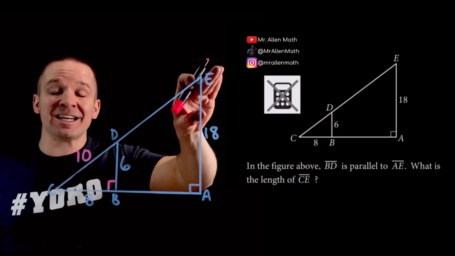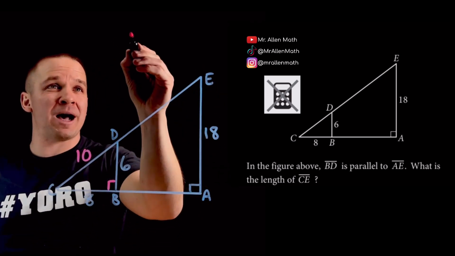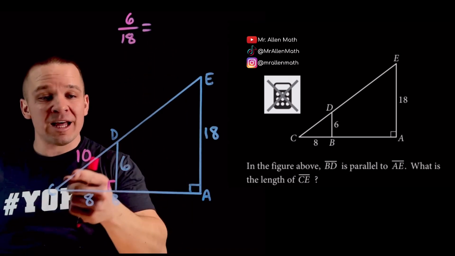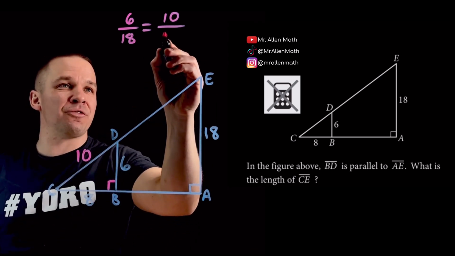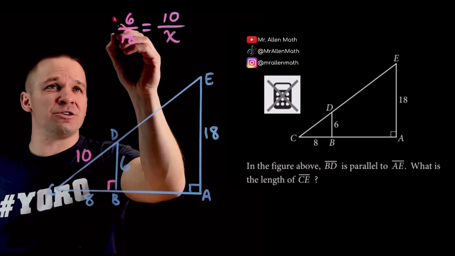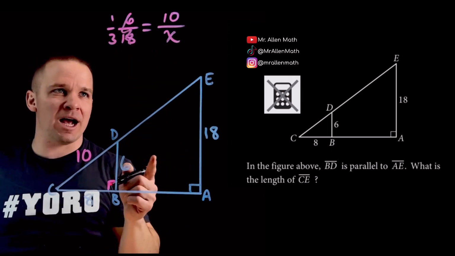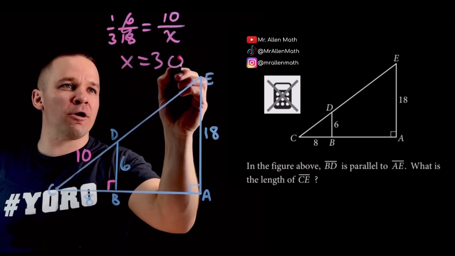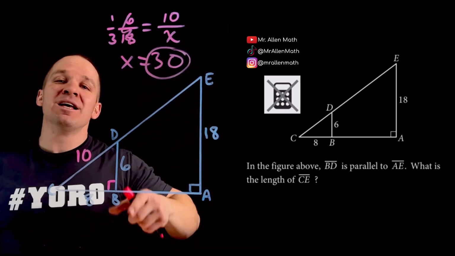I need to figure out this entire hypotenuse of the larger one. Well, since I know these two sides, they are corresponding sides, 6 over 18 is going to be equal to the hypotenuse of the small guy, 10 over the hypotenuse of the entire thing, CE. Now, before I cross multiply and solve, I'm going to simplify this down to 1 over 3. They're both divisible by 6. We're good there. 1 times X is just X. 3 times 10 is 30. So CE is going to be 30. Final answer. That's dope. See you dogs later.